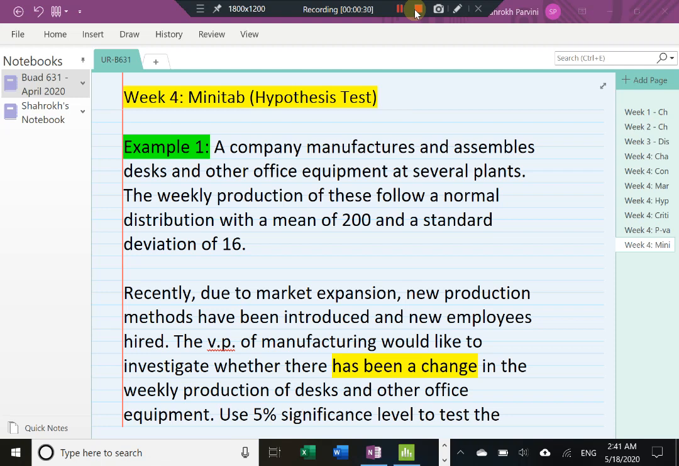That was about the commuting times in San Diego. And for that one, we're actually going to have data. So we're going to look at both modes of running the hypothesis tests in Minitab. So here I have the example.